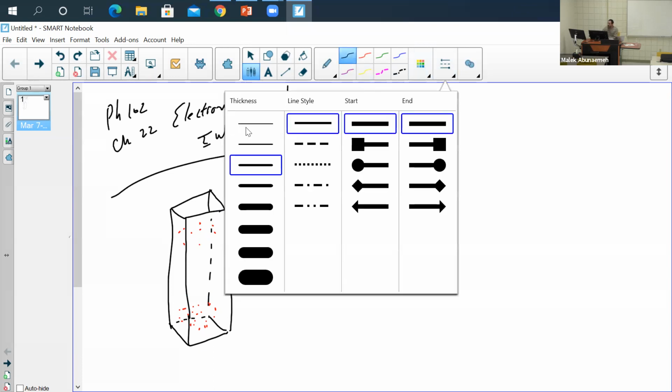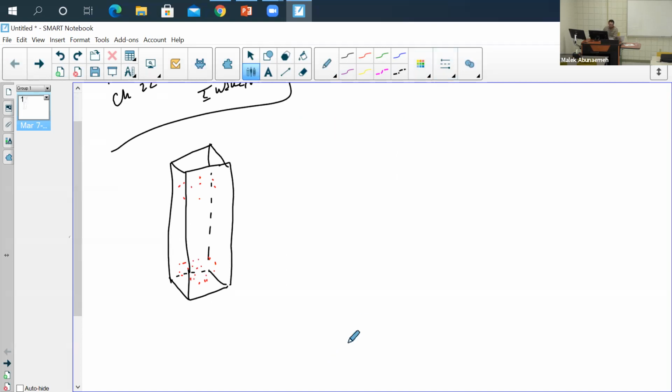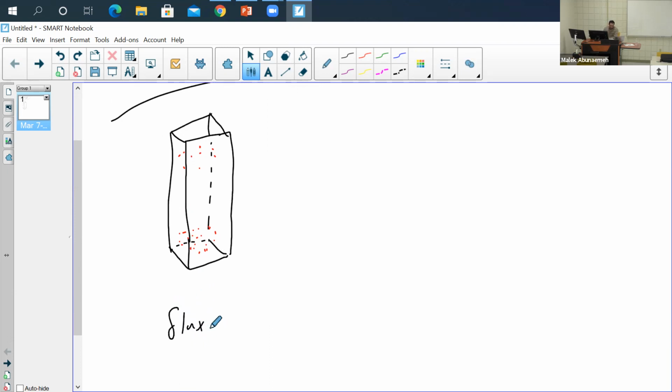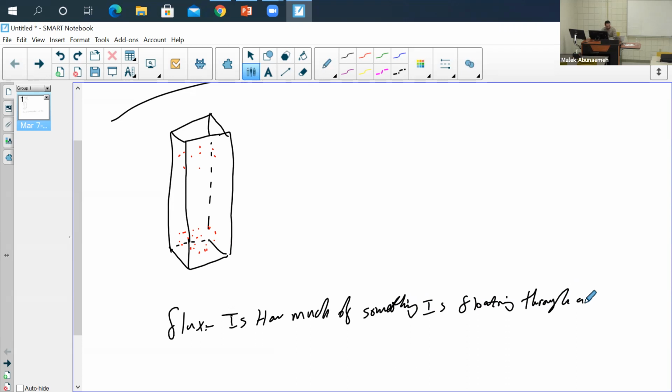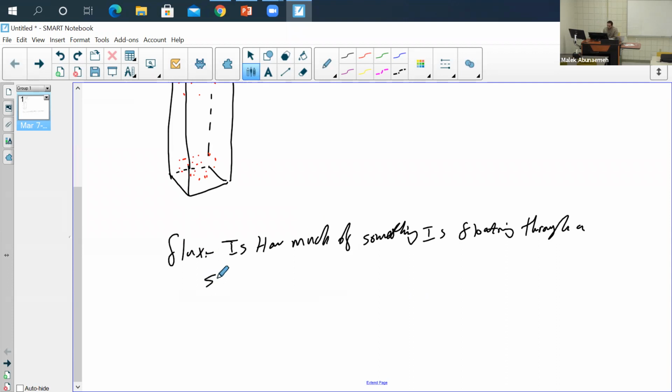So let me start off by defining what a flux is. Flux is how much of something is flowing through a surface in a given amount of time.